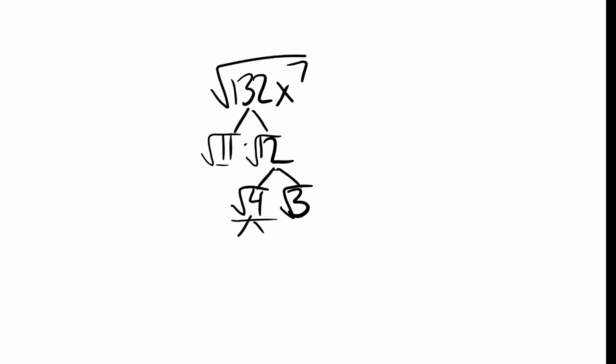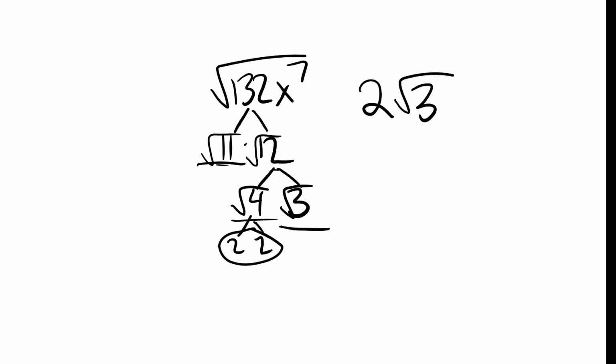So I know that splits to 2 and 2. Anytime I can circle a pair, I can pull it out. So I'm allowed to pull out a 2. Now, what's left on the inside? This 11, stuck. 11's a prime number. Nothing I can do with it. This 3, also stuck. 3 times 11 is 33. So all that stuff is left inside.